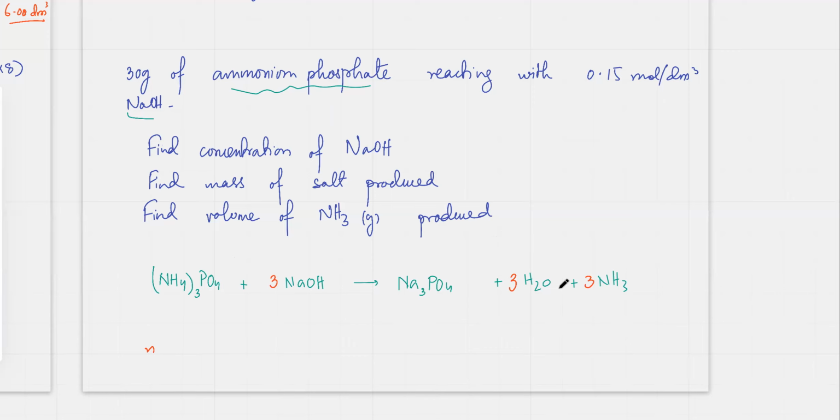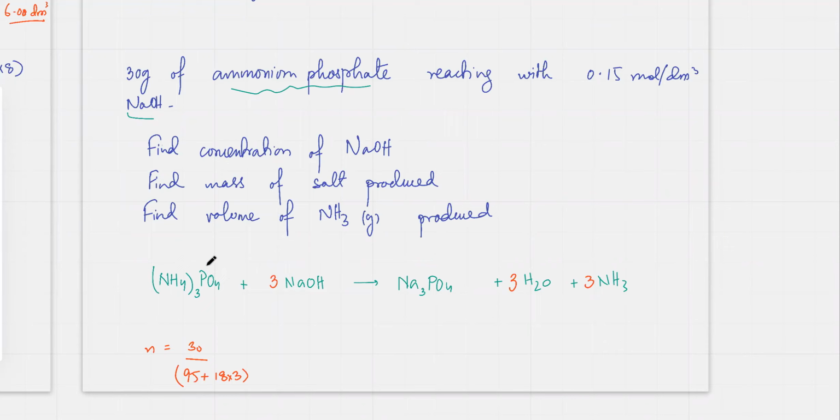The rest is just formulas, TK. So what's moles? Mass divided by MR. It's going to be 30 divided by the MR of ammonium phosphate. What do you get? P is 31, 16 into 4 is 64, that's 95. 95 plus 18 into 3, that's 14 plus 4. Can anyone quickly do this? What do you get for this? That's the MR of this thing.